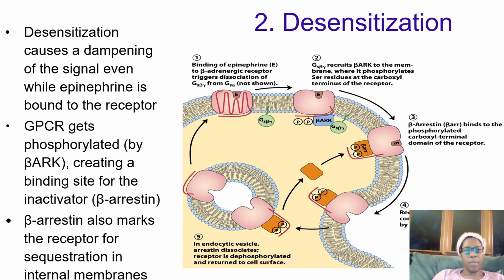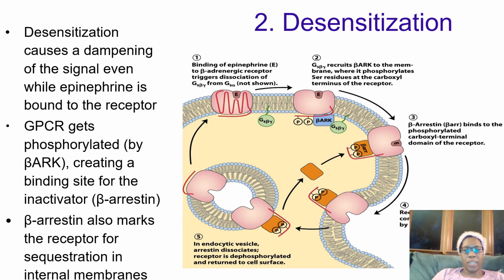Desensitization causes a dampening of the signal even while the epinephrine is bound to the receptor. So we need a way to turn off this signal even while epinephrine is bound. Let's look at the mechanism of desensitization in our epinephrine receptor complex. First, the epinephrine binds to the receptor.